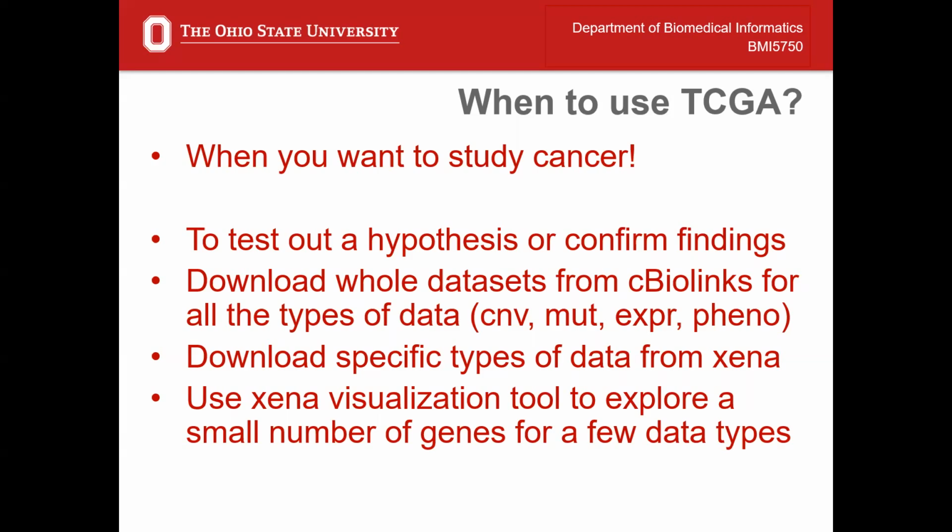If you want to download all of the different data sets, I would use cBioLinks to get the CNV, mutation, expression, and phenotype data all in one pull. If you want to download specific types of data, like if you're only interested in expression, then you can download that and the phenotype data pretty easily with Xena. And then you can use Xena visualization to just hand check a small number of genes for group differences for survival and get immediate plots to see whether your idea makes sense.